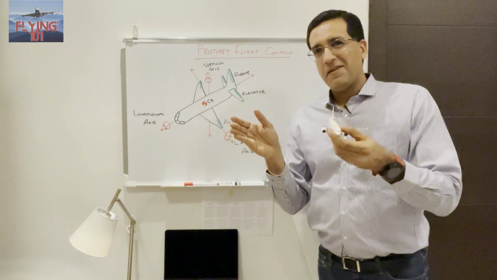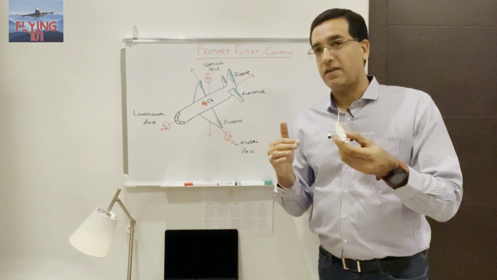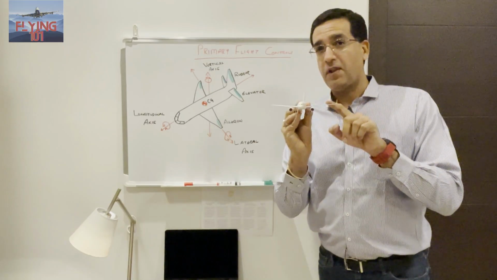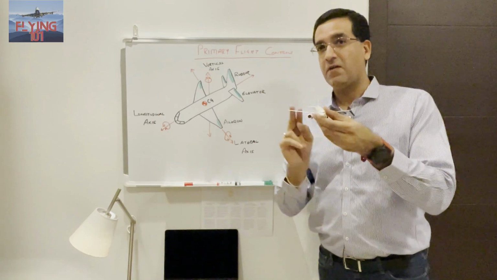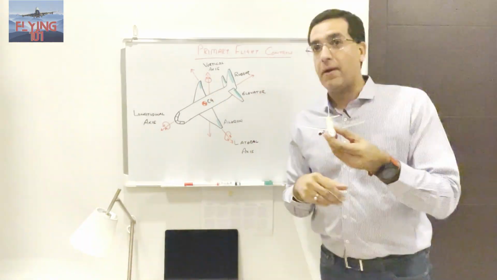A turn to the right would be done in exactly the same way, but this time the ailerons would be deflected in the opposite direction. So the aileron on the left wing would be deflected downward, and on the right wing it would be deflected upward. And that's exactly how a turn to the right will be made.